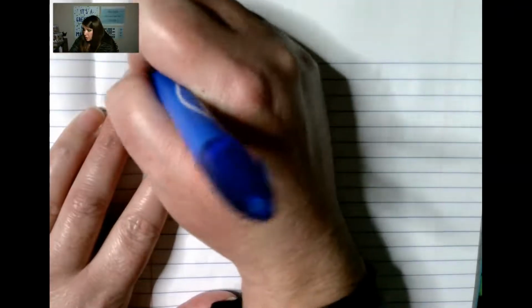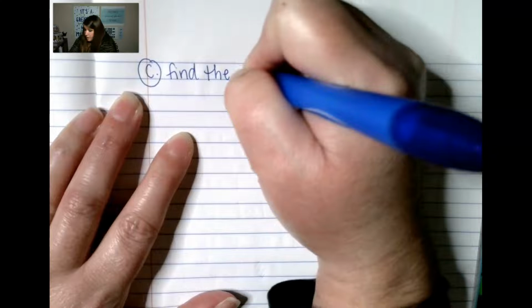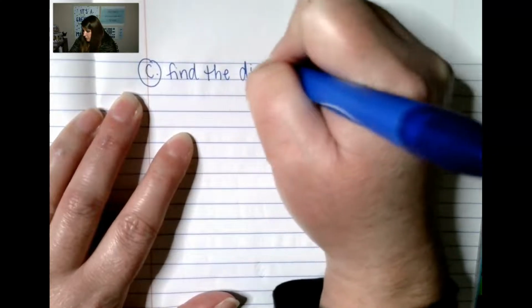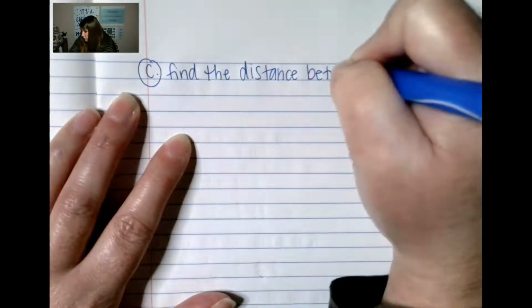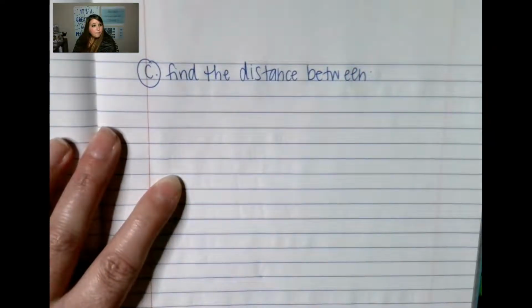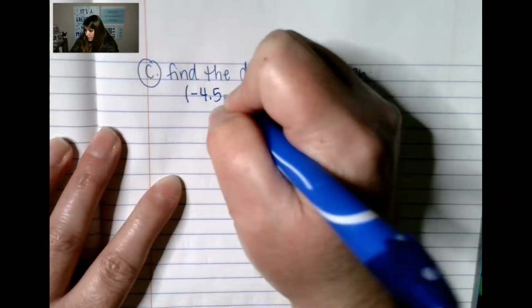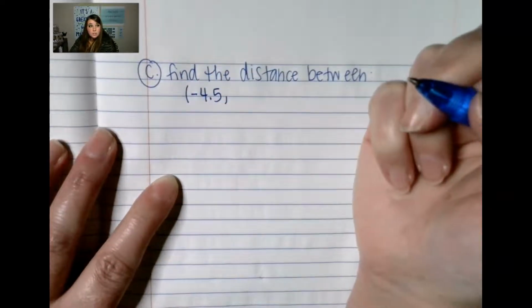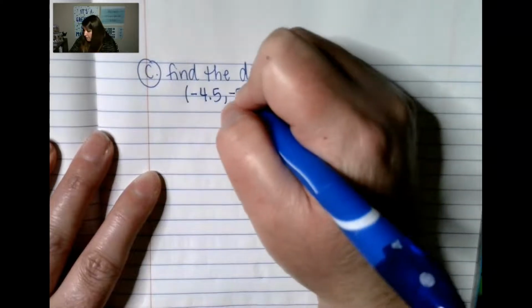So example C says to find the distance between, the first one is negative 4.5, so we're getting a half in there, which is good. We need a half. And negative 5.